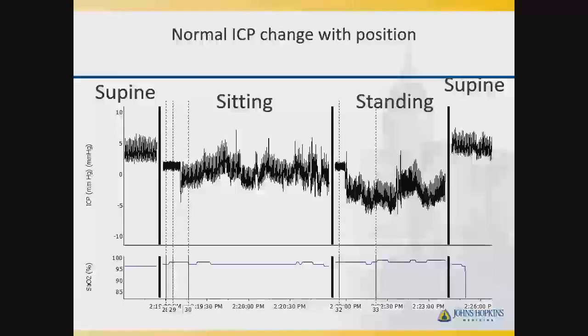So this is what a normal positional test would look like in somebody who is not leaking. And when the patient lies down again, pressures go back to where they were.